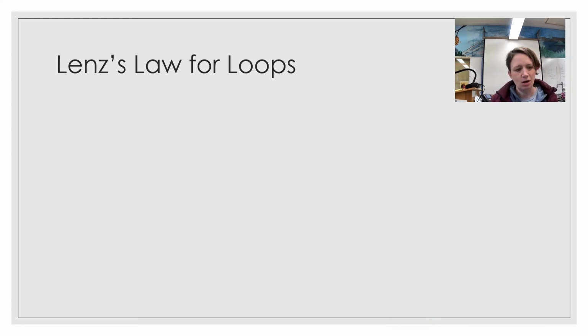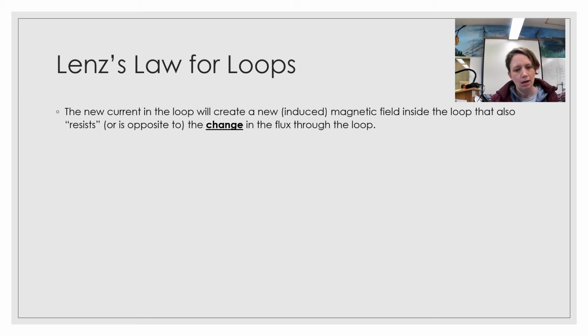We can use Lenz's law for loops as well, with the rule of thumb that the new current in the loop is going to create an induced magnetic field inside the loop that resists, or is opposite to, the change in the flux through the loop. This is one of those slides where I would recommend you write this down, and then we're going to have to process this sentence quite a few times before you actually really internalize what is going on there.